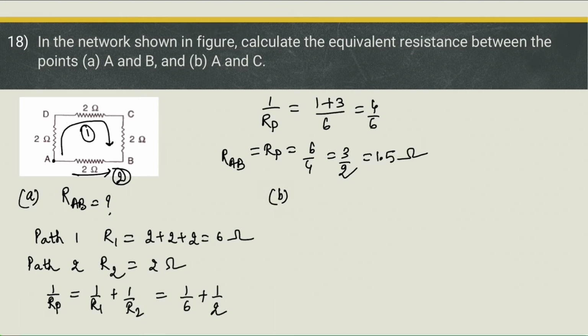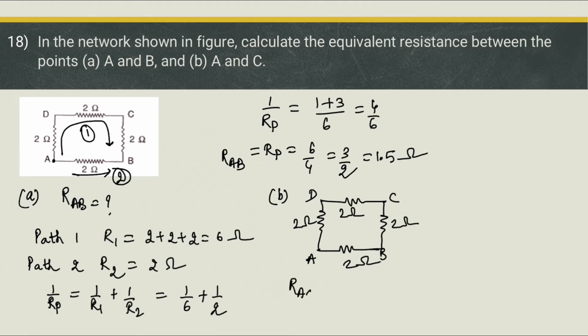Now for sub question B, let me redraw the circuit diagram once again. 2 ohm, 2 ohm, 2 ohm and 2 ohm. This is point A, this is B, this is C and this is D. Now here our aim is to find RAC, equivalent resistance between A and C. So as you can see that there are two paths again to go from A to C. Okay, this is path number 1 and this is path number 2.